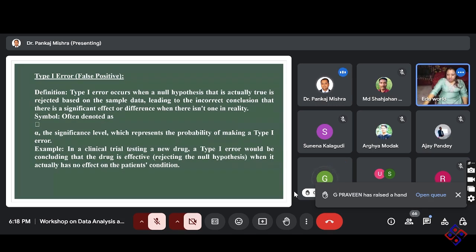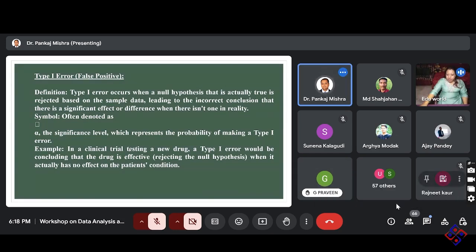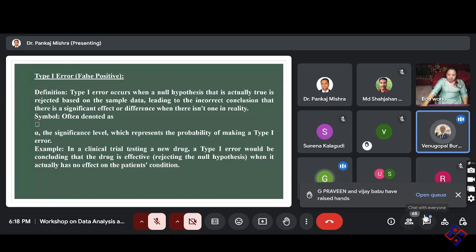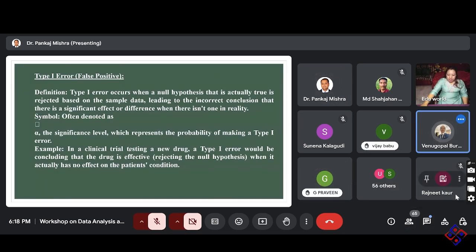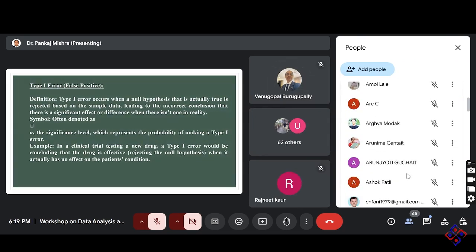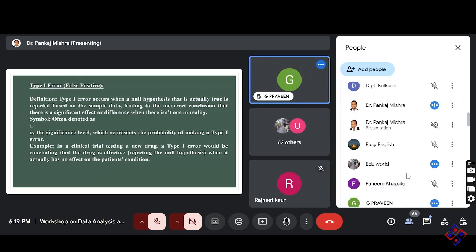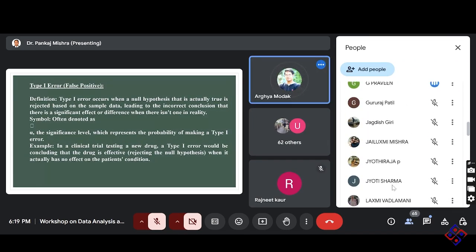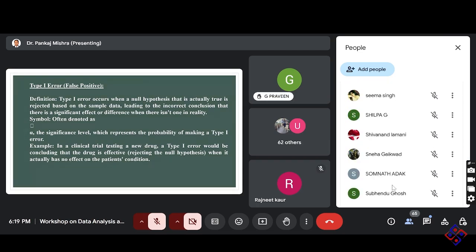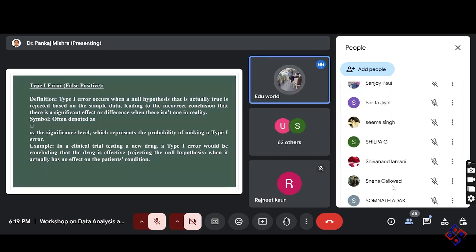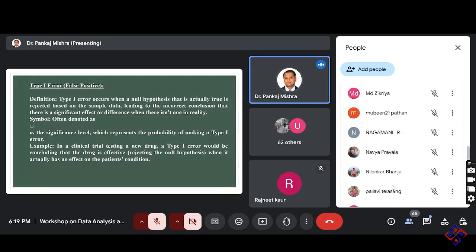Excuse me, madam, please. Praveen, do you want to ask something? Madam, can you advise all the people to mute because there is some disturbance? Some people are discussing something. Network problem. Everybody is unmuted, so please mute them.